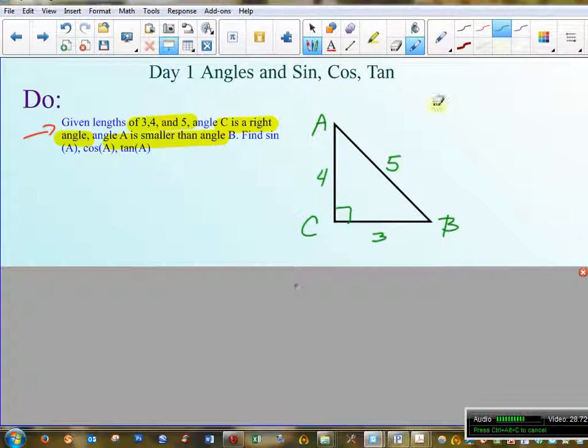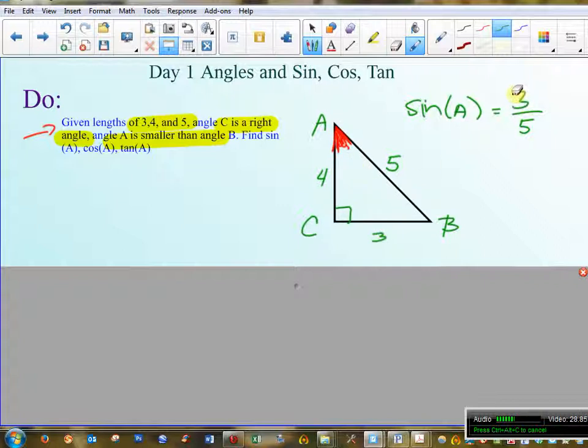Now our job is to find sine, cosine, and tangent of angle A. Well, here's angle A. I'm going to color in that wedge. And if you have to find sine of angle A, and you should always say sine of something, put an argument in between those parentheses. Sine of angle A, we know it's equal to the opposite side over the hypotenuse. The hypotenuse is 5.